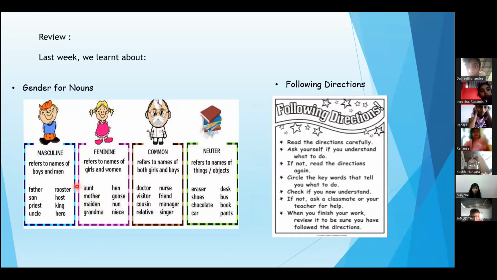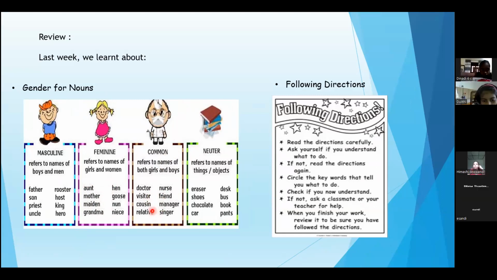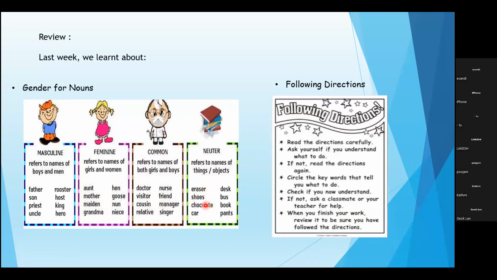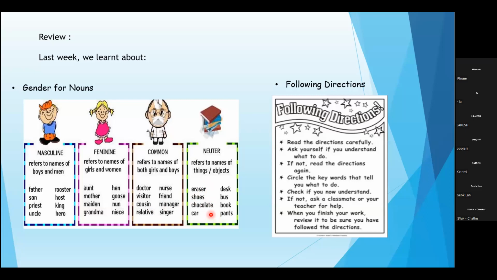And gender isn't just for human beings, it's also for animals, right? We learned about tiger, tigress, lion, lioness. And then we learned about common gender, where it can be both male and female, like doctor, nurse, friend, leader, cousin, right? It can be either a male or a female. And then we learned about neuter gender, where it's common things that are not alive, inanimate, like for example, table, chair, chocolate, car, desk, bus, book. So these are the things that we learned last week.